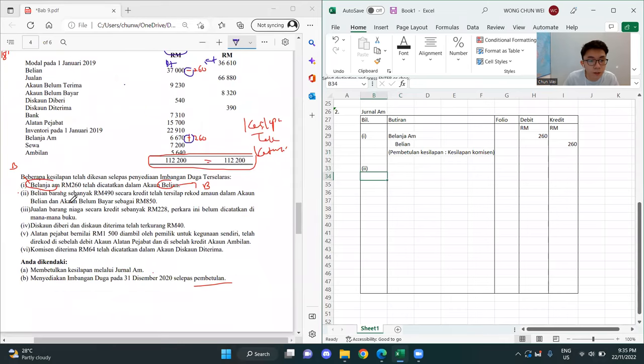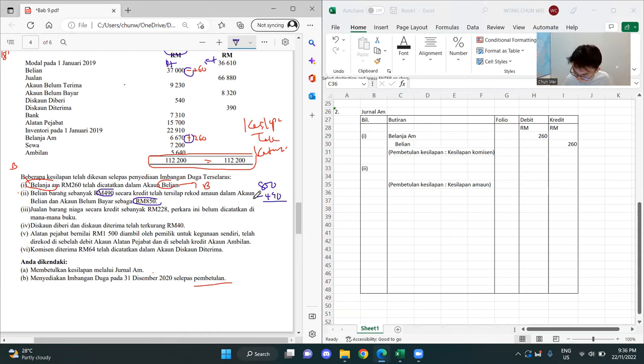Number two. Belian barang sebanyak 490 secara kredit telah tersilap record amount dalam akaun belian dan akaun belum bayar 850. So they give you two amounts. We have to minus to tell the perbezaan, right? So, this is a apa kesilapan? A amount lah. Right? Okay, now, how to do? First thing first, minus dulu lah. Okay? 850 minus 490. Let's see what do you get. You get 360.